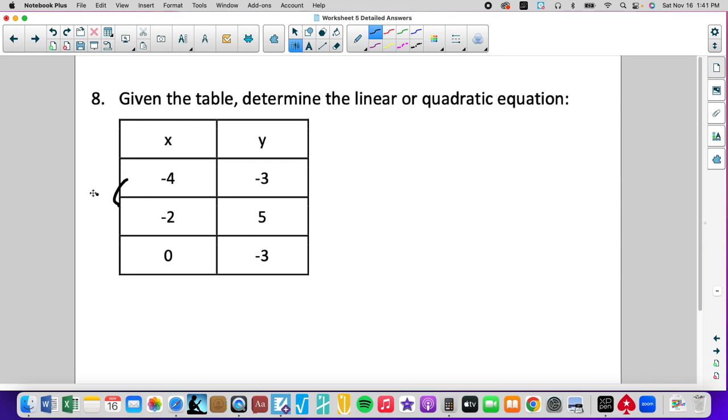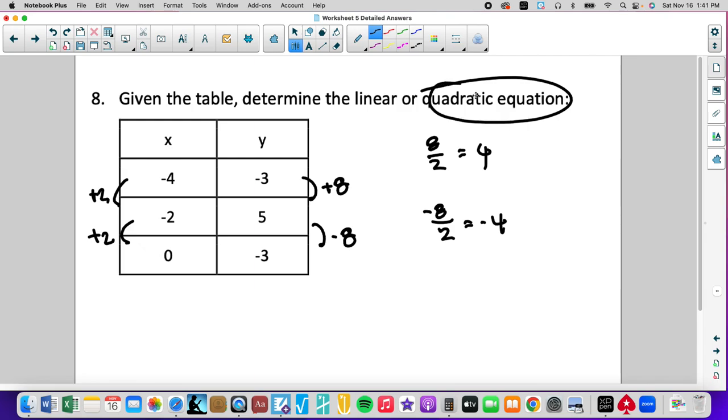-4 to -2 is going to be +2. -2 to 0 is +2. -3 to 5 is going to be +8. And then 5 to -3 is going to be -8. So the slope is 8/2 between these two, which is 4. And then the slope between here is -8 and 2, which is -4. So it is nonlinear. It's a quadratic equation, nonlinear, because it doesn't have a constant slope. Okay, that's a nice fun one.